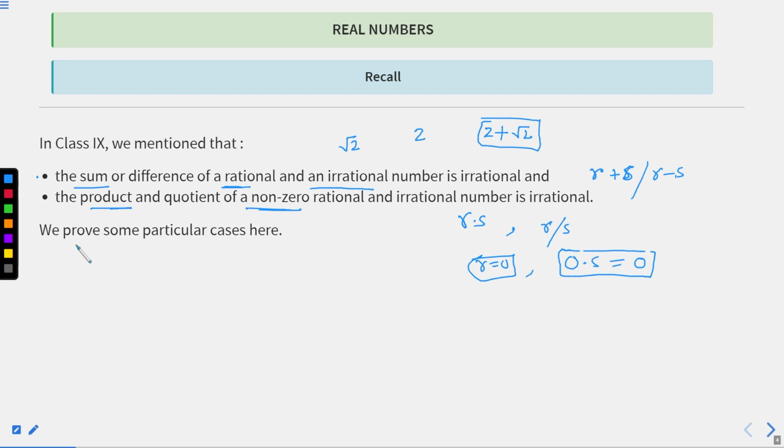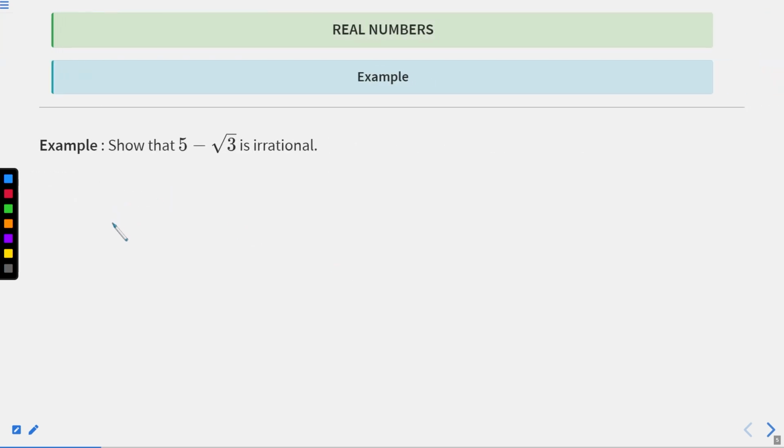So we proved some particular cases here. In our previous class, we proved some particular cases like root 2 is an irrational number, root 3 is an irrational number, 2 plus root 5 is an irrational number. Now in this example, we have to show that 5 minus root 3 is an irrational number. So students, how can you prove that 5 minus root 3 is an irrational number? You can prove it by using the method of contradiction.